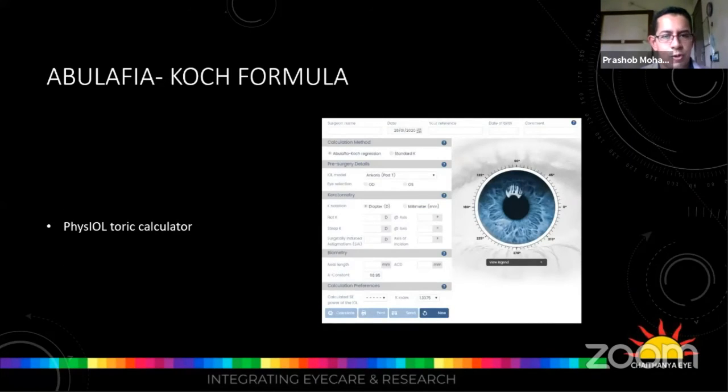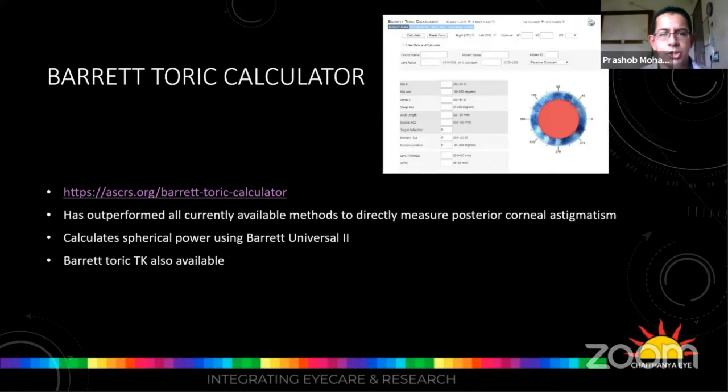Now, this is the Abulafia-Koch formula, which is available on the Physiol toric IOL calculator. And what is most commonly used is the Barrett toric calculator, which is available on this website. It has mostly outperformed all the other currently available methods that directly measure posterior corneal astigmatism. And it calculates spherical power using the Barrett Universal 2 formula. The Barrett toric TK is also available, where you can enter the total keratometric value or the measured posterior corneal astigmatism in the calculator itself, if you do not want the nomogram to calculate the posterior corneal astigmatism on its own.